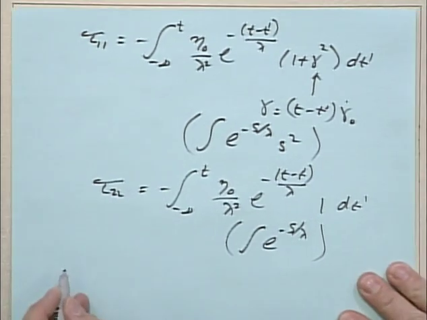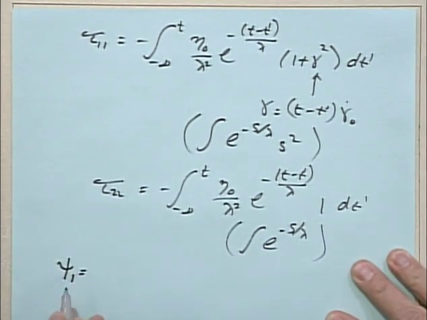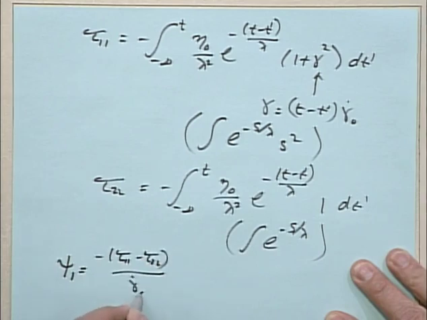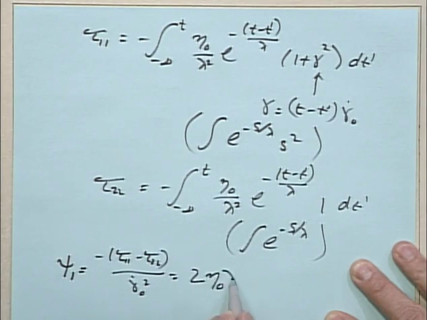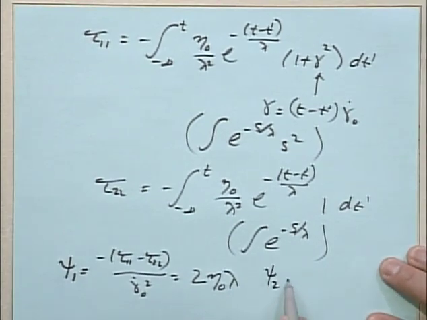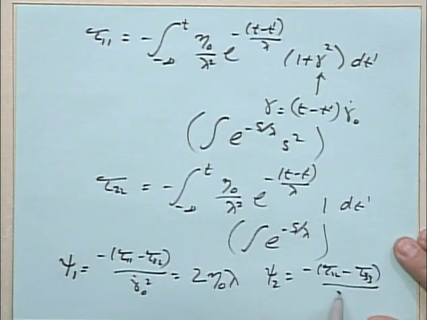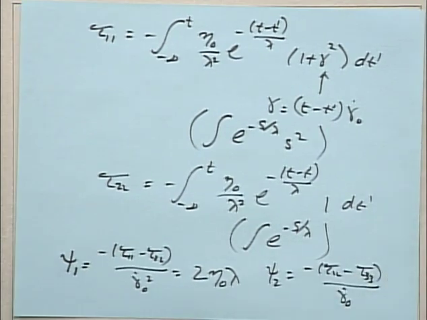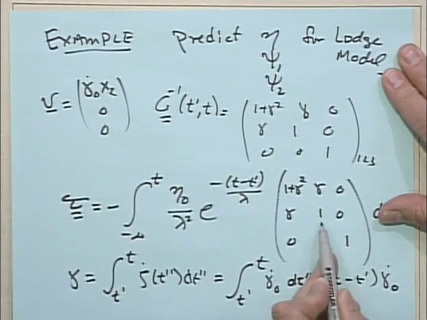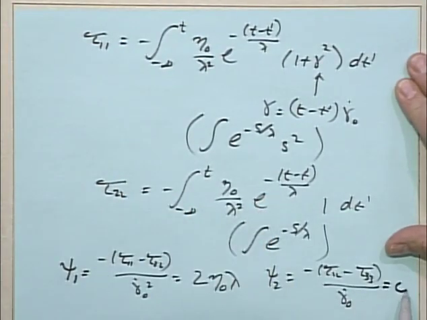And the final result for psi 1, equals minus (tau 11 minus tau 22) over gamma dot naught squared, turns out to be equal to 2 eta naught lambda. Psi 2 equals minus (tau 22 minus tau 33) over gamma dot naught squared. And look at this. Tau 22 and tau 33 are both going to be the same. So this model predicts that psi 2 is 0.